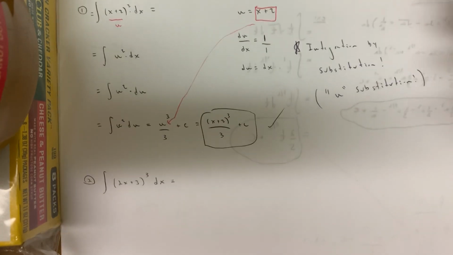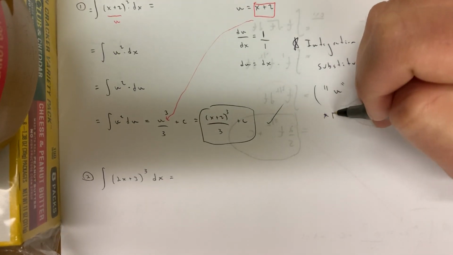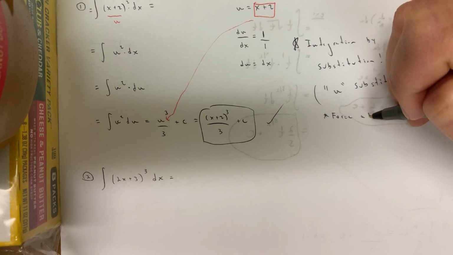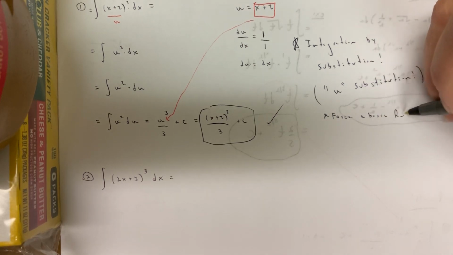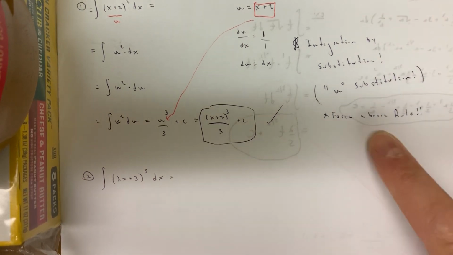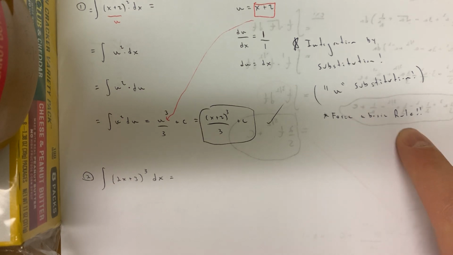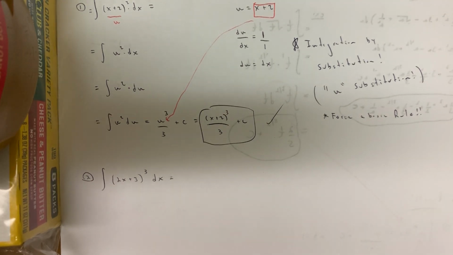Integration by substitution, and this is where we force, little star, start. We're going to force a basic rule. I'm really messing up today. Like there's no spacing in between there. Suddenly it's capital R for some reason. What's happening? I don't know.